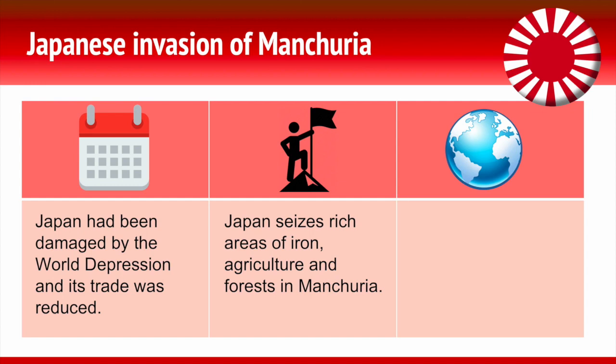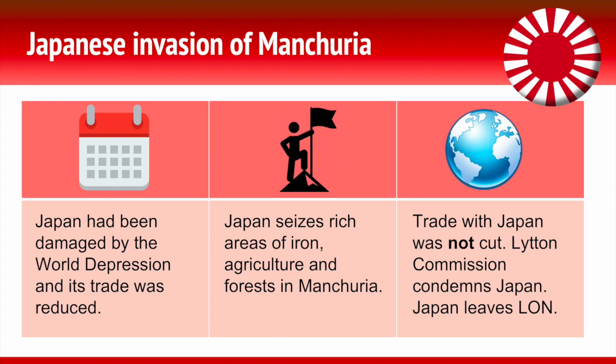Now, you might say, what was the world reaction to this event? Well, essentially, not much. Trade with Japan was not cut. And this goes back to one of the problems of this World Depression that we've talked about. Nations did not want to cut trade because they were dependent upon it. Countries like Great Britain were concerned that its colonies in Asia, in places like Hong Kong, could be at risk if they were to upset the Japanese. So essentially, not much happens to Japan as a result of its invasion.